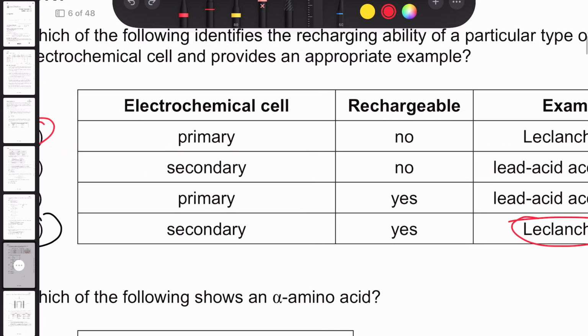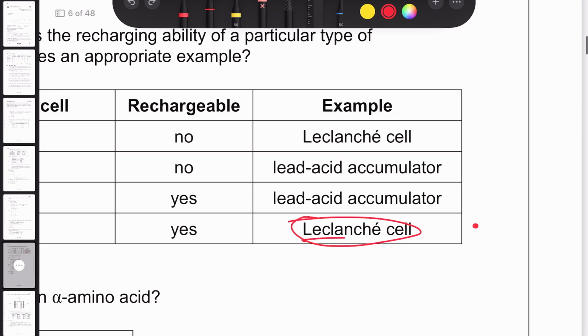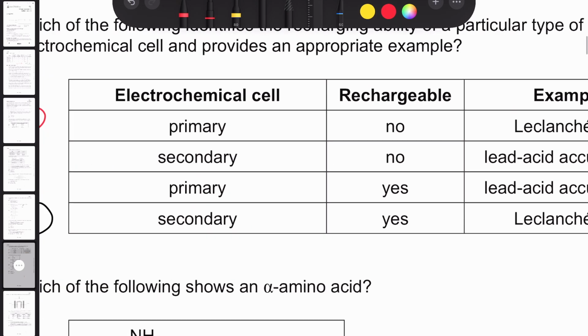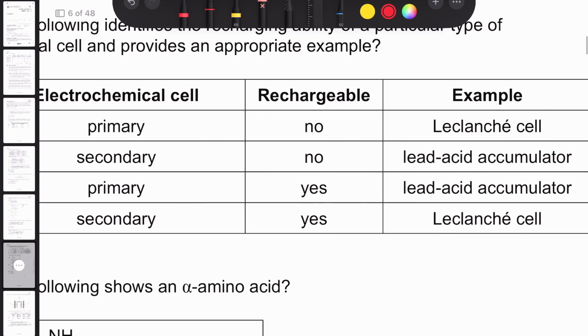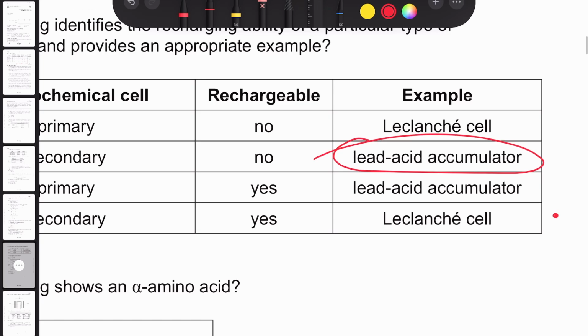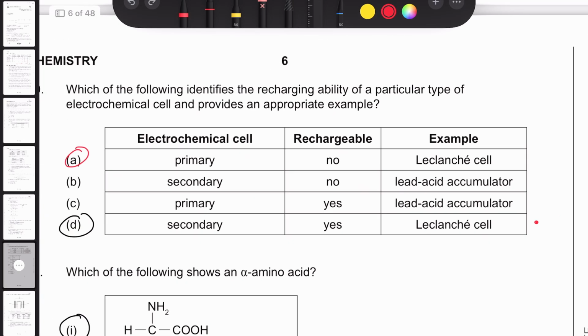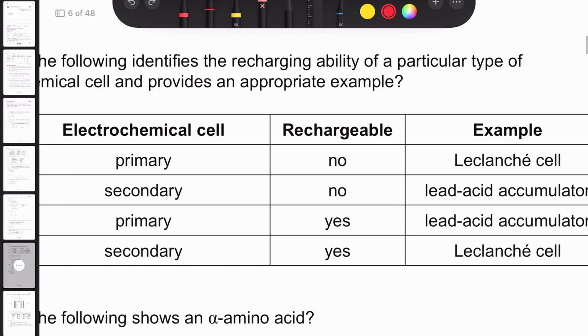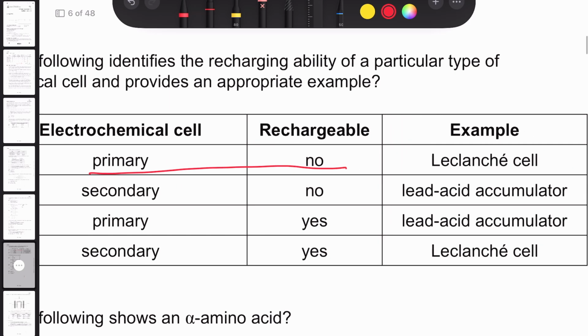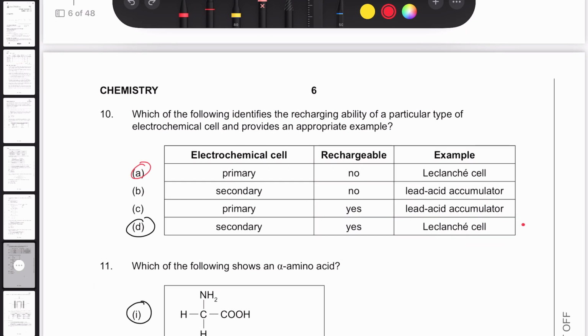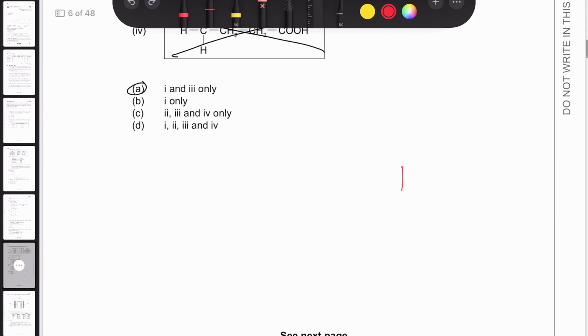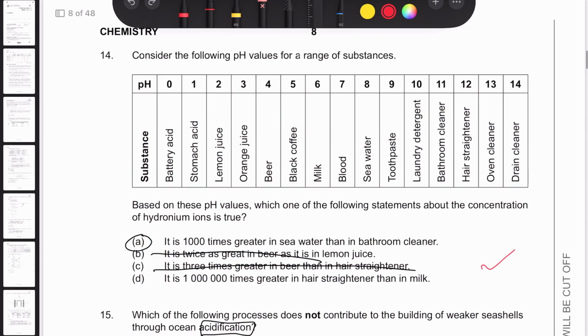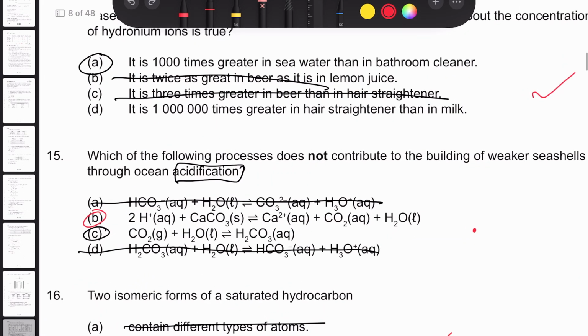because secondary cells, they are rechargeable, but the Lalande cell is not an example of a secondary cell. A secondary cell would be something like the lead acid accumulator. So the correct answer was A, because primary cells are not rechargeable, and for example the Lalande cell. So we lost 1 mark there, and we lost another mark. I believe it was this one.